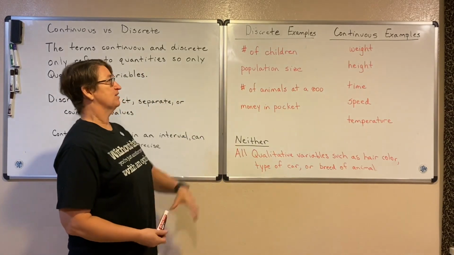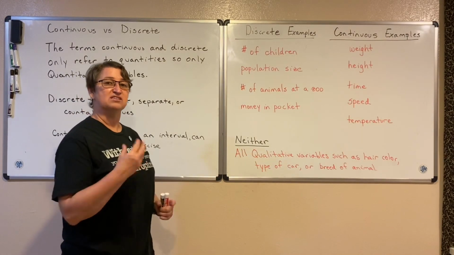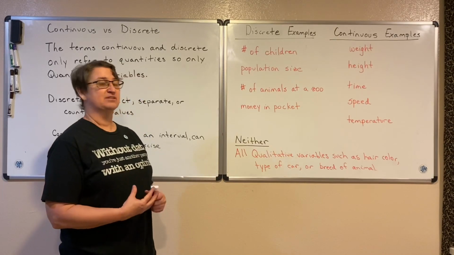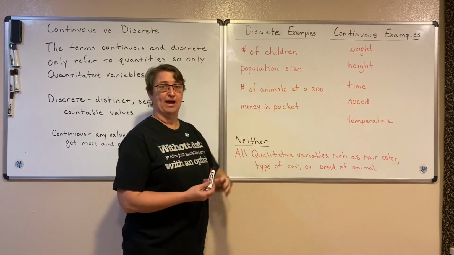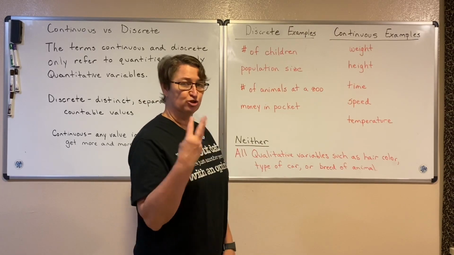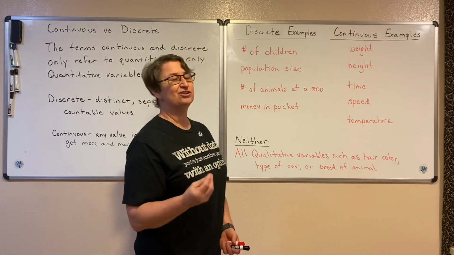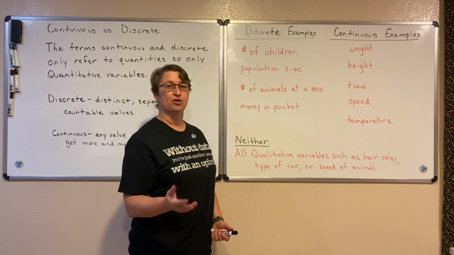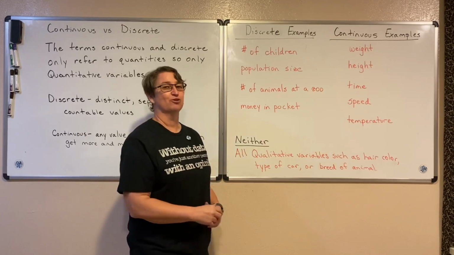Here we have some examples of discrete data. Now remember that discrete is distinct, separate, or countable data. So here the number of children that you have, you can actually go out and count the number of children. You have 3, or you have 5, or you have 7 children. You don't have 2.5 children. Well, maybe if you're counting your husband, but no, you can actually count each one of those people.